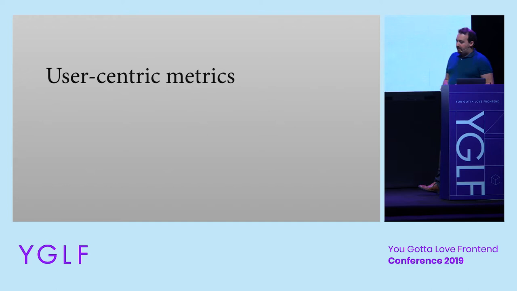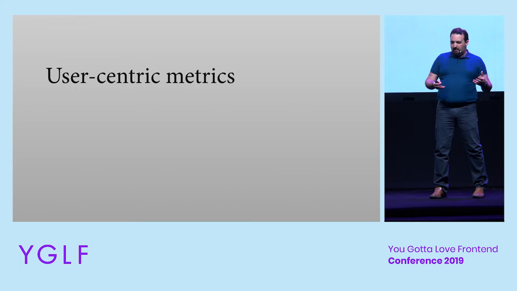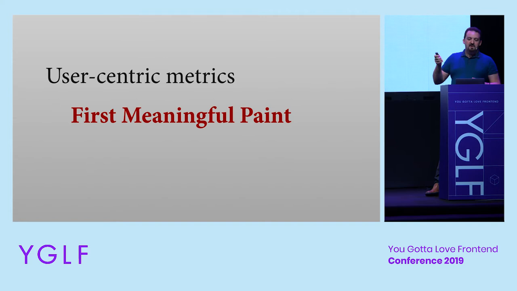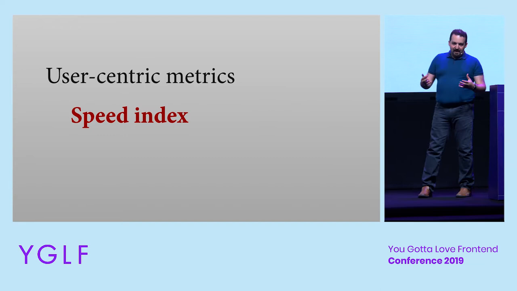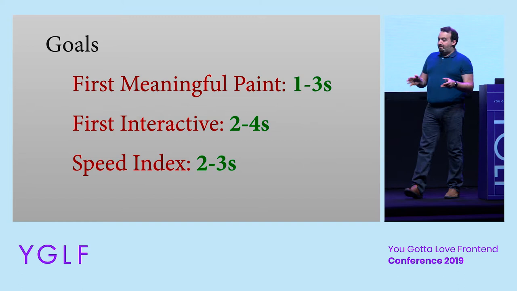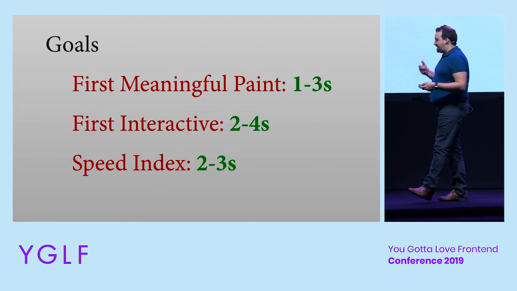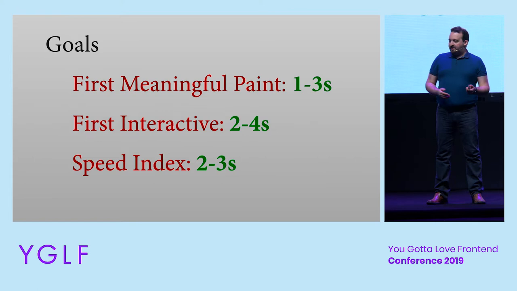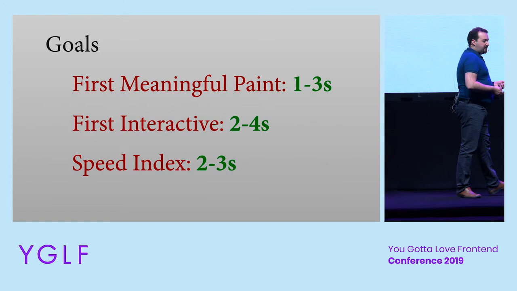Also, I know that you know that page load is not really important, so no one is currently measuring page load. We are using some metrics that are user-centric, such as first meaningful paint, first interactive, or even speed index. I'm not going to explain this right now because I'm pretty sure that you know that, right? Anyway, I'm also pretty sure you know that there are some goals in the industry right now. You might have different goals, but at least please set up your performance goals in terms of the seconds that you want for these metrics on your website, such as 1 to 3 seconds for first meaningful paint, or 2 to 4 for first interactive, or speed index between 2 and 3, or 2,000 and 3,000 if you're using milliseconds.